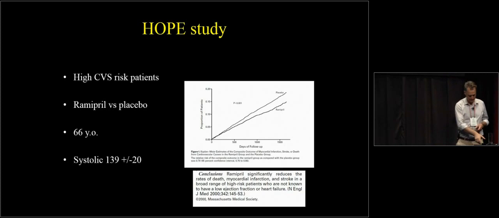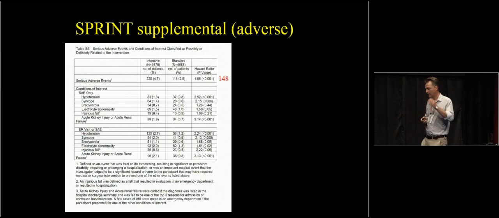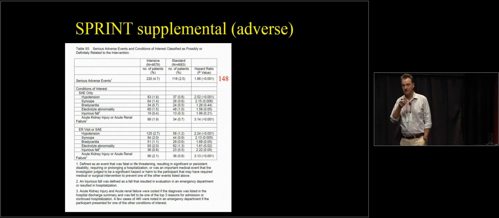And as I mentioned, in the appendix of SPRINT, they did the numbers needed to harm of all serious adverse events that were either fatal, life-threatening, causing disability, or needing prolonged hospitalisation. And clearly, in the intense group, there was a higher number, and the number needed to harm was 148 for these significant adverse effects, which is less than the numbers needed to treat.